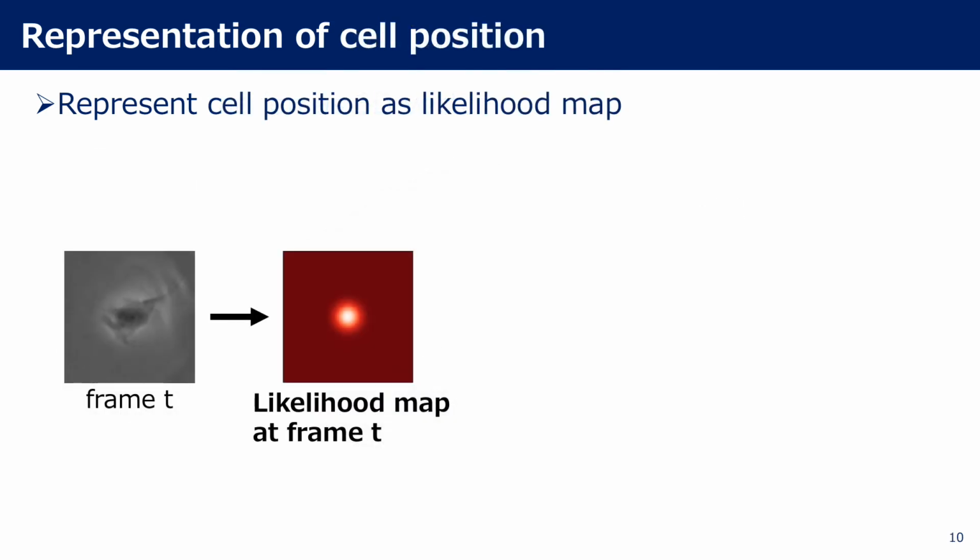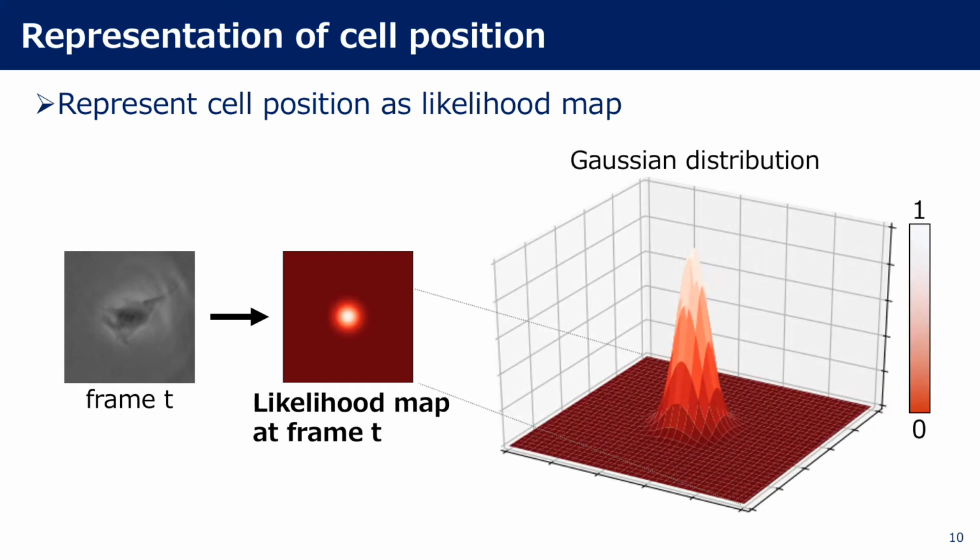Next, I'd like to explain the representation of the cell position. The cell position is represented by such a likelihood map. As shown in the figure, the likelihood map is a Gaussian distribution, with the cell position annotation being the peak.